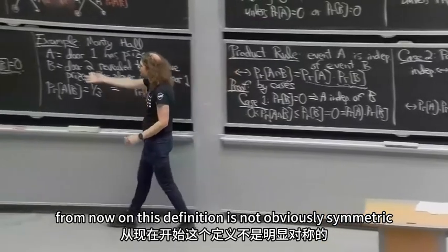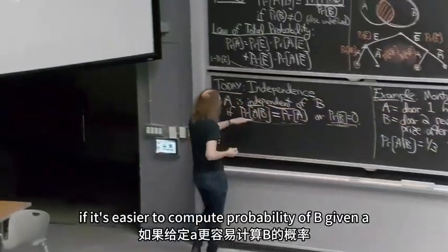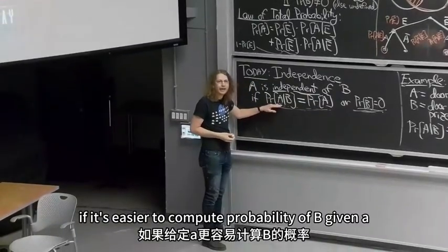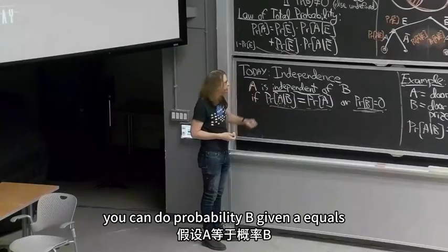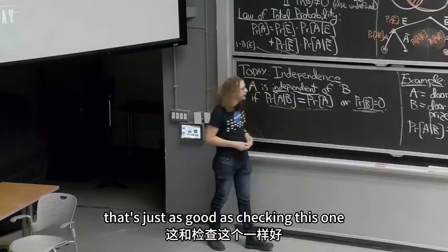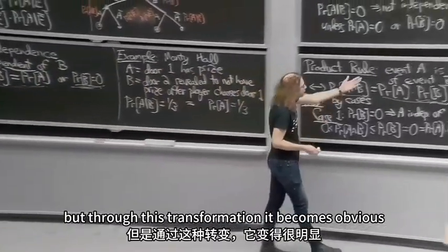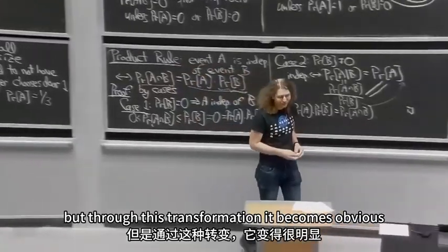This definition is not obviously symmetric, but now that you know that these are interchangeable, if it's easier to compute probability of B given A, you can do that as well. You can do probability of B given A equals probability of B. That's just as good as checking this one. Not obvious from that definition, but through this transformation, it becomes obvious.